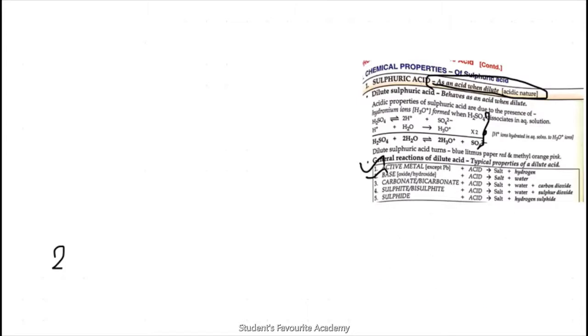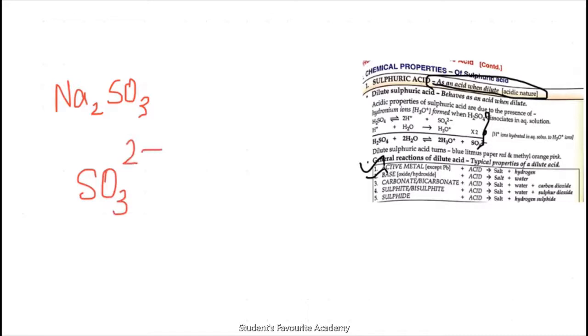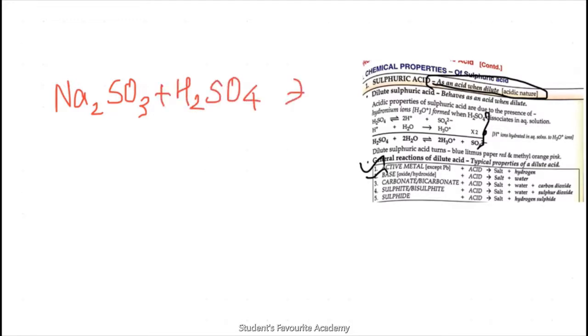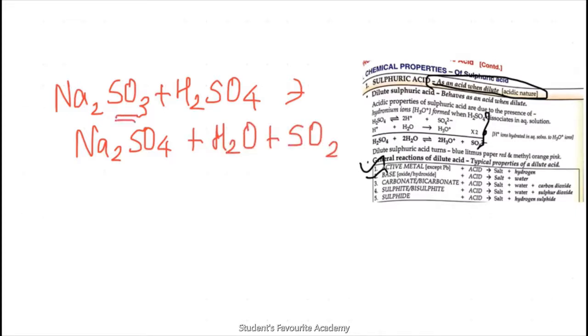So what is sulfite, children? The example will be, if I talk about sodium sulfite, that is Na2SO3. The sulfite ion is what, children? This is my sulfite ion, SO3 2-. So when this is reacted with H2SO4, what am I getting, children? I am getting the salt again, that is Na2SO4, and then further I am getting H2O, and sulfur dioxide gas is getting liberated from here. So I am getting sulfur dioxide.